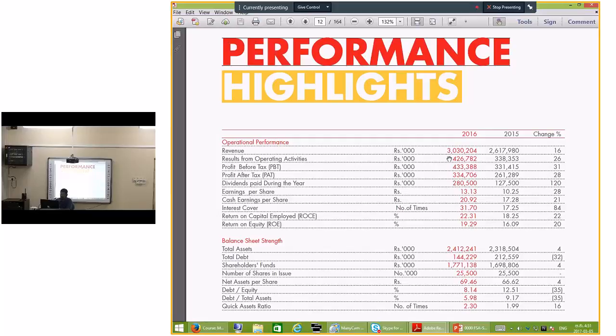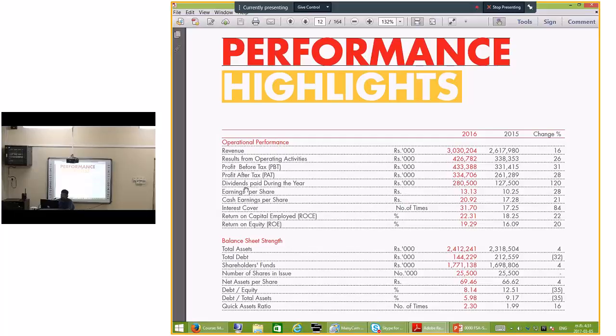26%. Profit before taxation previous year 331,000, then this year 433,000. All are given in thousands, right? Then again we can see 31% improvement in this profit before taxation. Profit after taxation, again 28% improvement. Previous year 261,000 something, then this year 334,000.